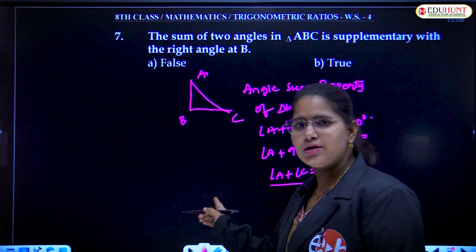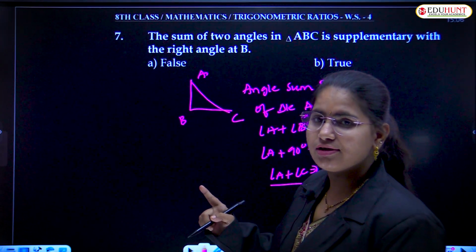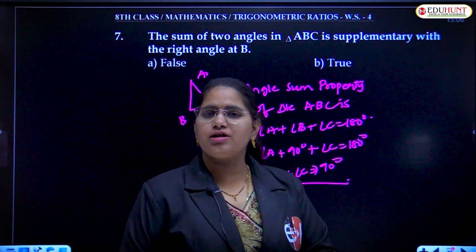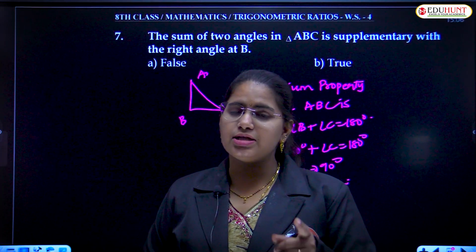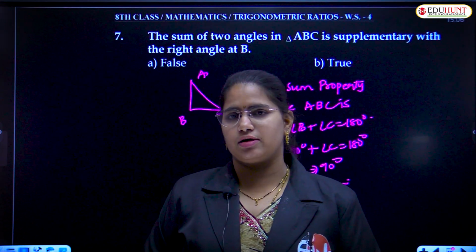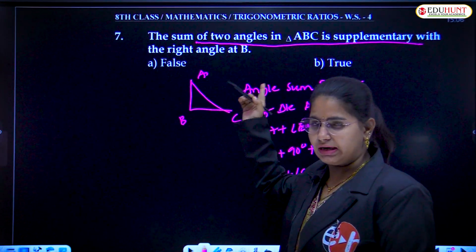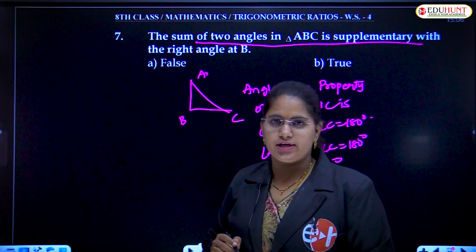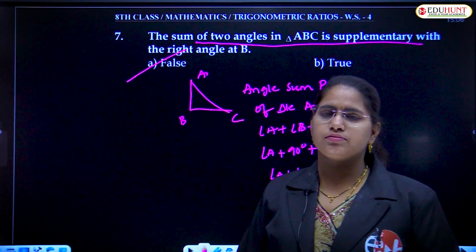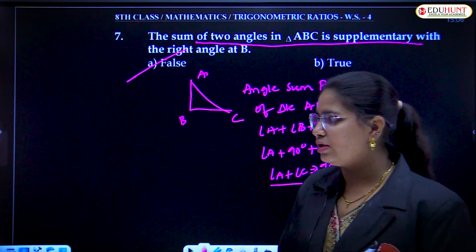But is this actually the definition of supplementary angles? No, I tricked you. What is the definition? Whenever you add two angles and you get 90, that is the definition of complementary angles, correct? But in the question, the sum of the two angles must be supplementary. Is it practically possible? No, right? It is not possible. Then obviously, this is a false statement. Of course, it can be complementary, but not supplementary.